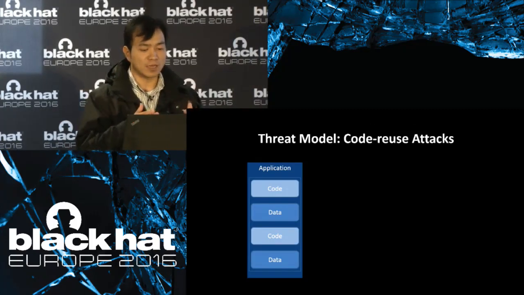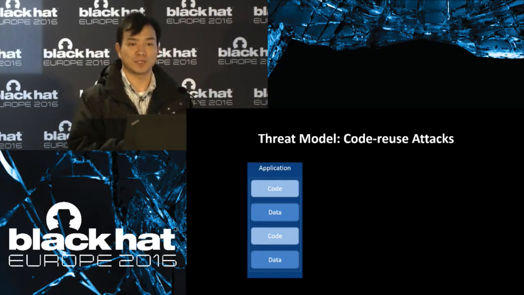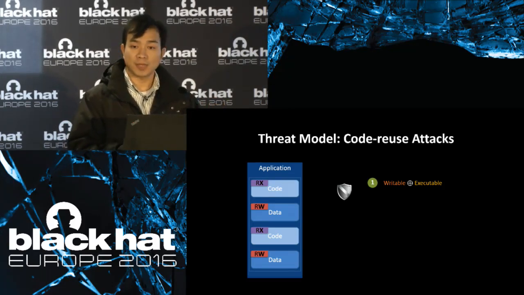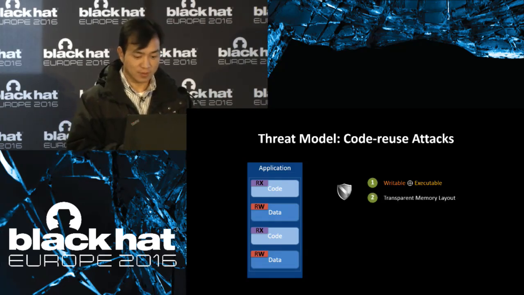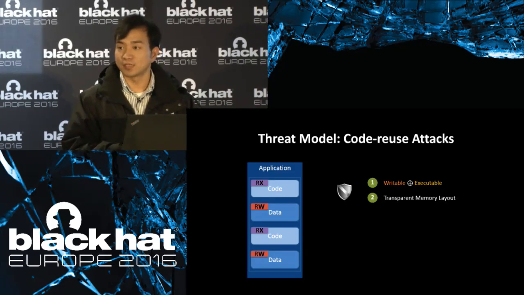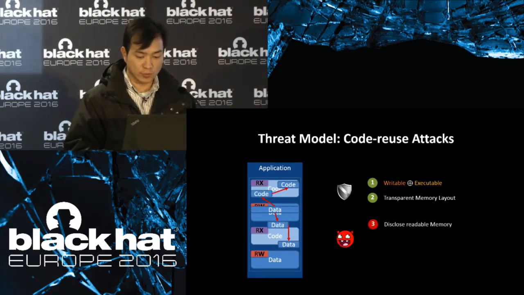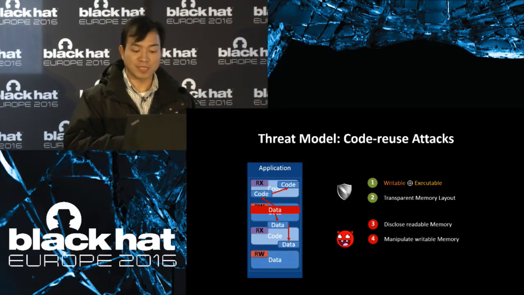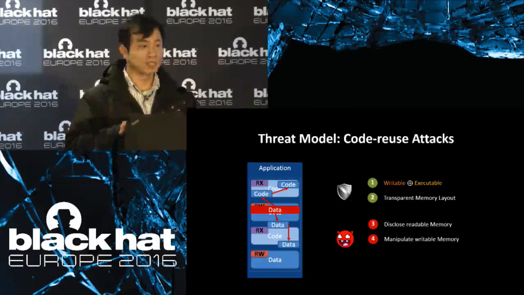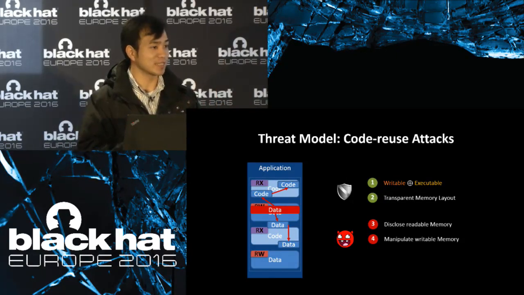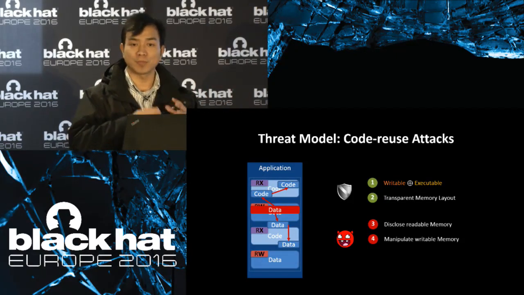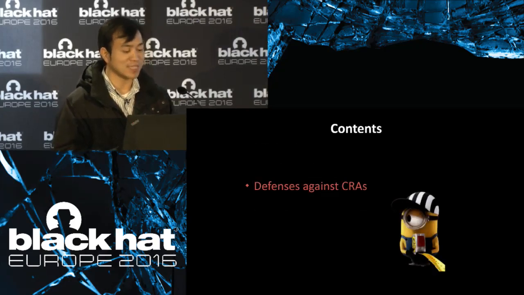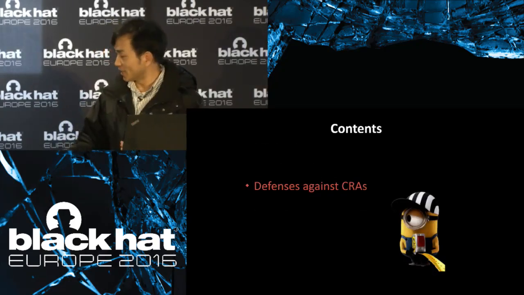So again, what's the threat model here? What are we really trying to protect? In our work, we first assume that the application is protected by DEP, and the attacker knows the memory layout. It's transparent. But the attacker can disclose the readable memory, and then manipulate the writable memory. This is the baseline, a very low requirement for attackers. If the attacker has this capability, we believe it's a reasonable attack model. And then comes our solution that we want to defend against the code reuse attack. And Dean will pick this up.